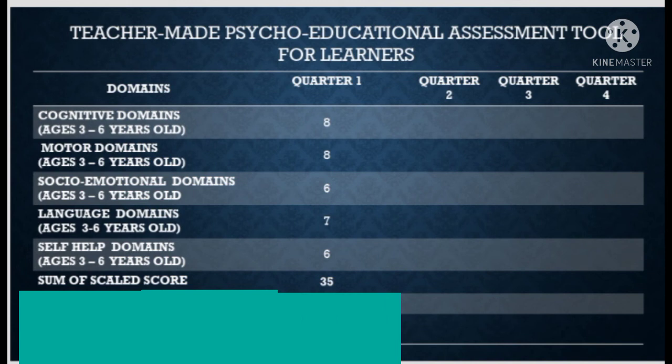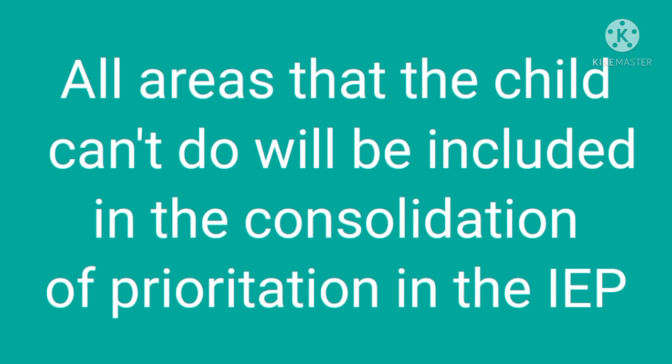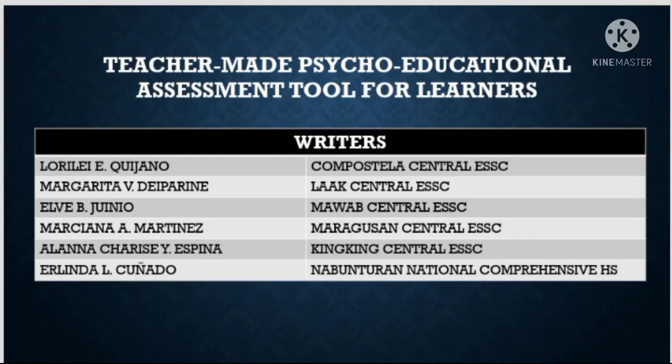So this is now the summary of our teacher-made psychoeducational assessment tool for learners, which comprises the 5 domains that we are preparing for. Whatever the score of the child, in all quarters, all areas that a child can do will be included in the consolidation and prioritization in the IEP.